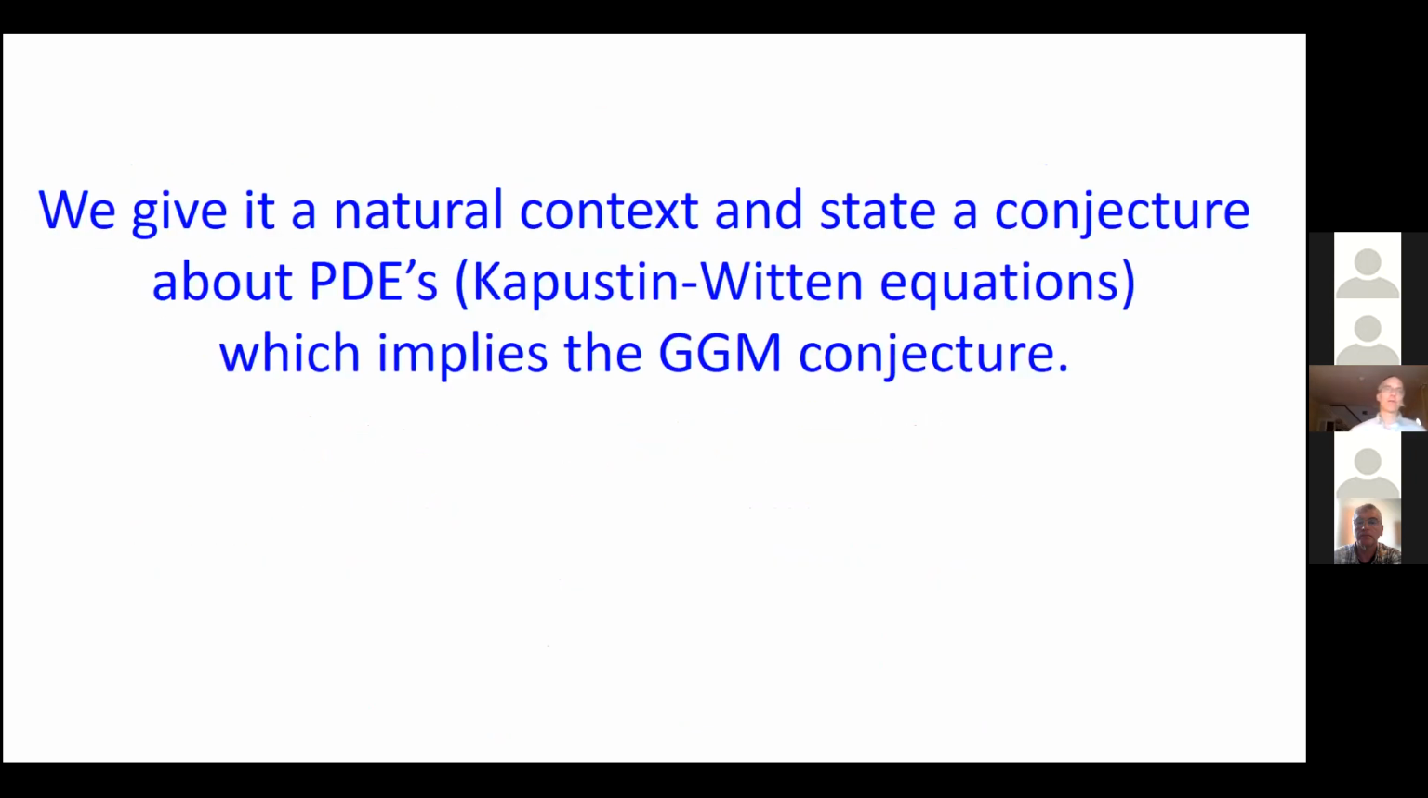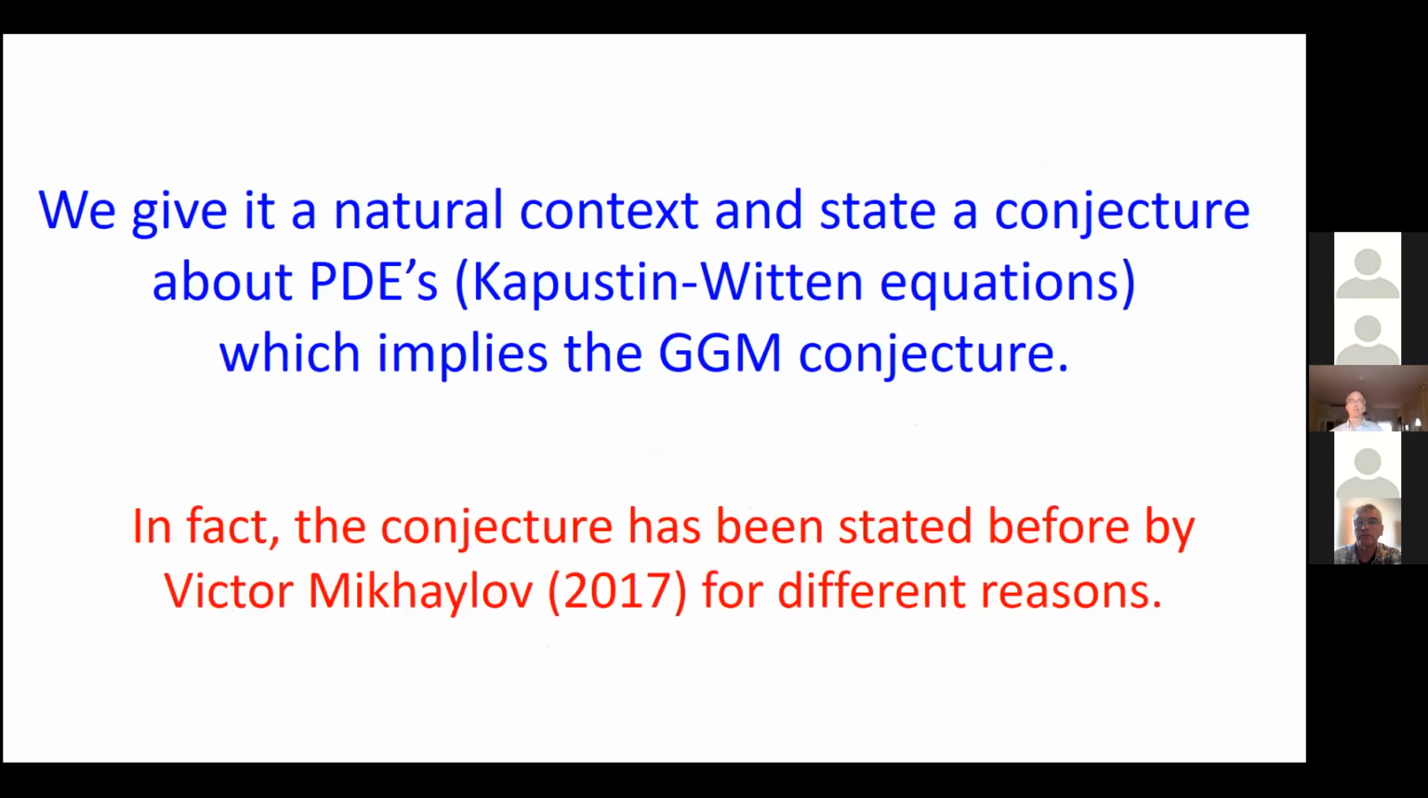So what we did is we give it a natural context and state a conjecture about certain partial differential equations known as the Kapustin-Witten equations, which came up first in the geometric Langlands correspondence, which implies the GGM conjecture. After formulating our conjecture, we learned a little bit later that the conjecture, in fact, had been stated before by Viktor Mikhailov for very different reasons, in a very beautiful paper.